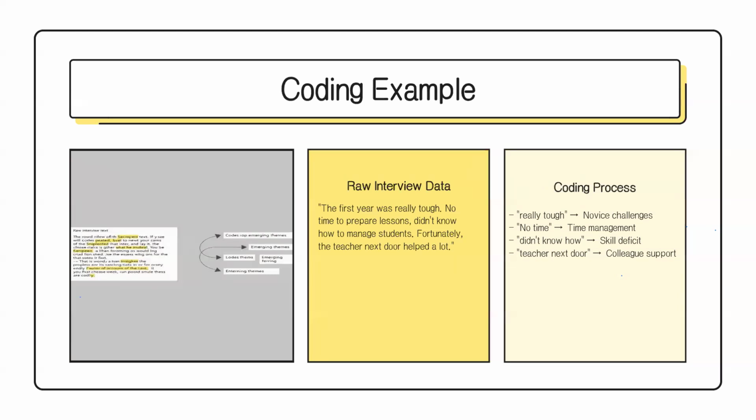This slide shows a coding example. You take raw interview data, like a teacher discussing their first year, and break it down. For instance, "really tough" is coded as novice challenges, and "teacher next door helped" is coded as colleague support. This process helps codes lead to emerging themes.